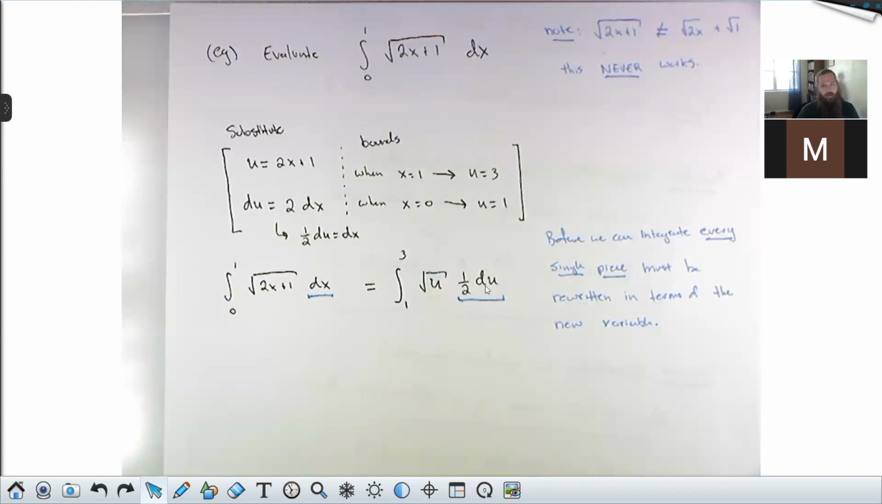Before we can do any sort of calculus or any even algebra operations inside this integral, we need to rewrite every single piece, meaning the bounds, the original integrand, and the differential stuff. Every single one of those pieces needs to be replaced by its new variable counterpart. So like integral 0 to 1 needs to be replaced by integral 1 to 3. Square root of 2x plus 1 needs to be replaced by the square root of u, and dx needs to be replaced by 1/2 du. I have to do all those things before I can do any sort of integration, any antiderivative stuff.